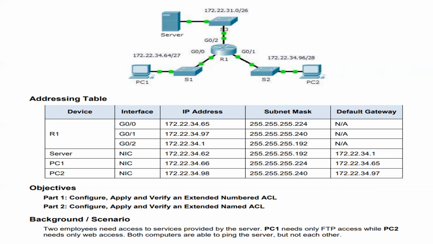The scenario is that we have to set the permissions. Suppose there are two employees who need to access services provided by this server. The user on PC1 needs only FTP access to this server, and the user on PC2 needs only web access to this server. Both computers should be able to ping the server, but not each other. So we have to provide ICMP and FTP access to PC1 for this server, and HTTP and ICMP access to PC2 for this server.